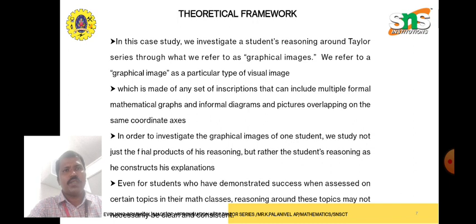Theoretical framework. In this case study, we investigate the student's reasoning around Taylor series through what we refer to as graphical images. We refer to a graphical image as a particular type of visual image, which is made of any set of inscriptions that can include multiple formal mathematical graphs and informal diagrams and pictures overlapping on the same coordinate axis. In order to investigate the graphical images of one student, we study not just the products but the process.